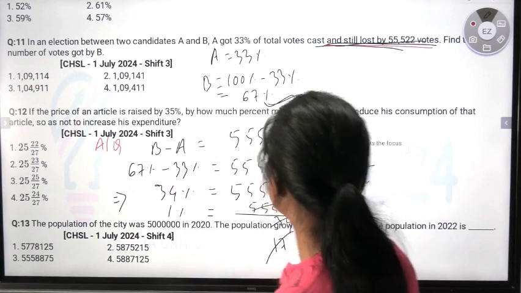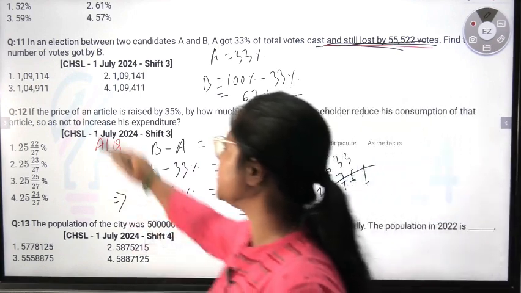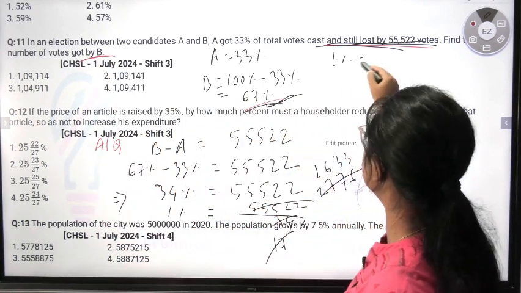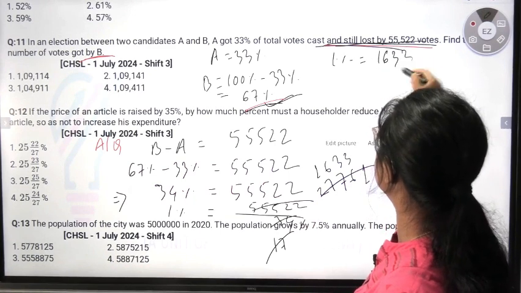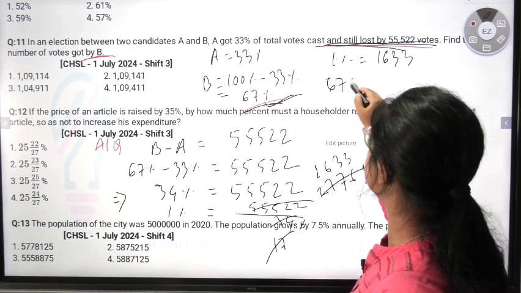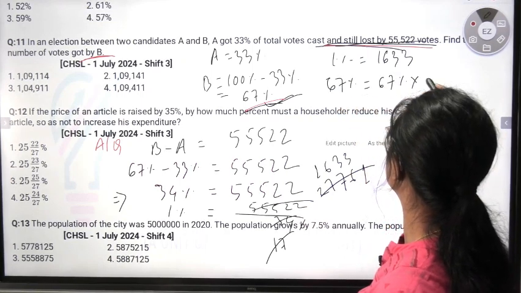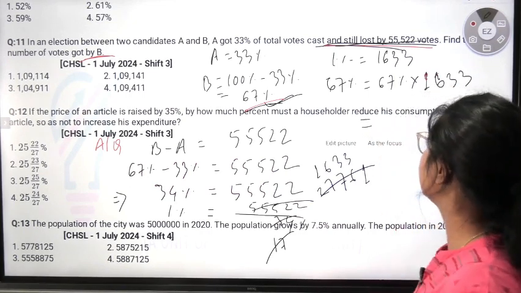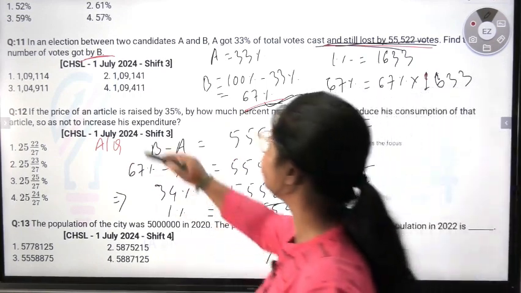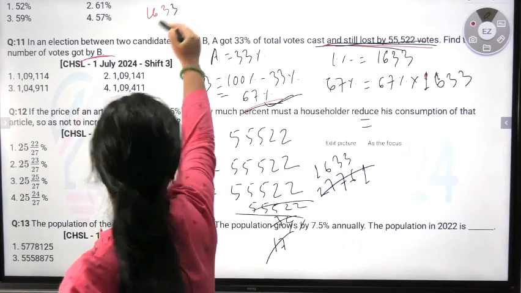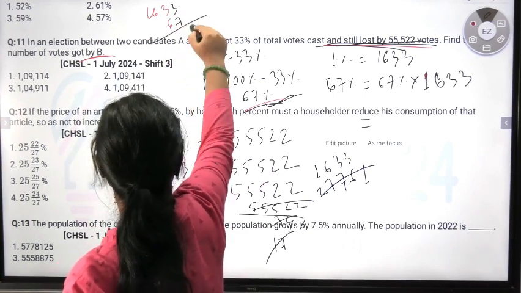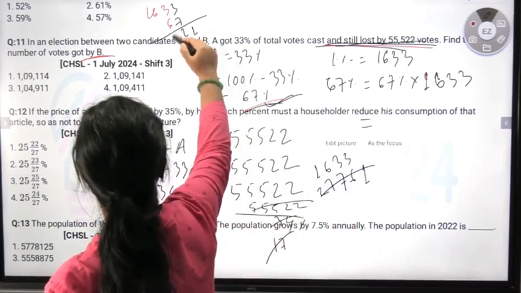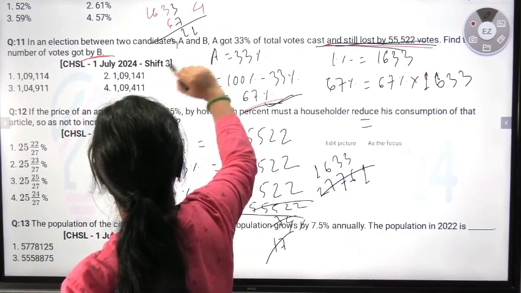So if 1% votes is equal to 1633, then I need to find out how many votes were got by B, and the votes got by B is 67%. If 1% is equal to 1633, then 67% would be 67 into 1633. So if I do the calculation, 1633 into 67, I would get 1. Do the calculation by yourself.